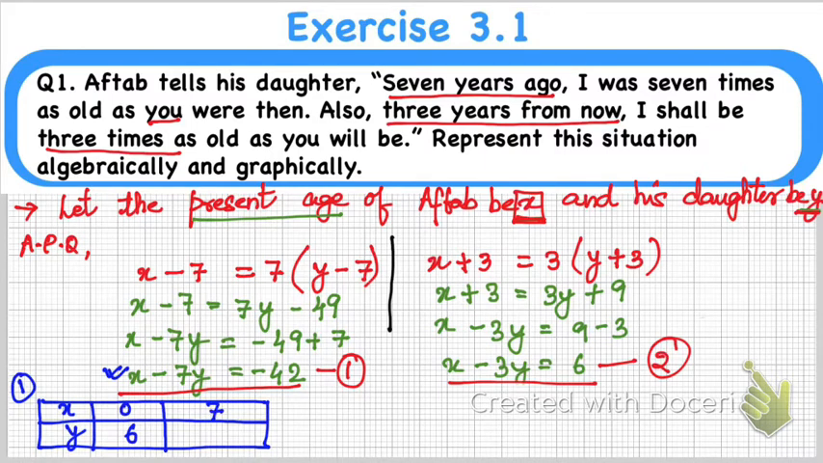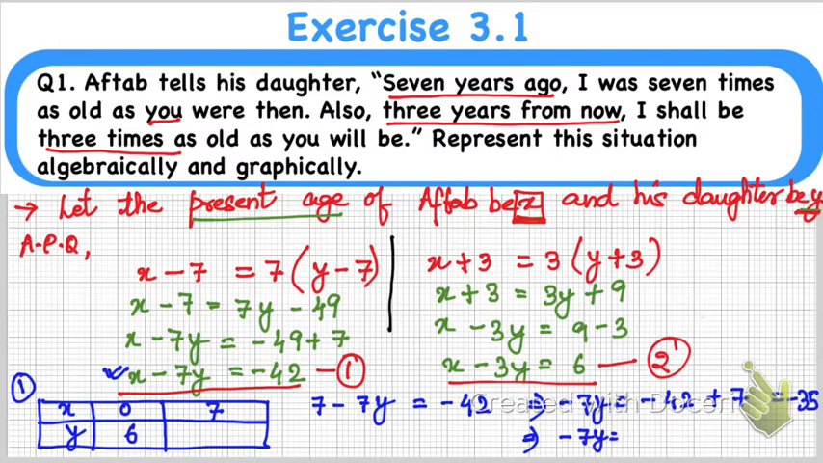What you will get? 7 minus 7y is equal to minus 42. That will give you minus 7y is equal to minus 42 plus 7. That will be equal to minus 35. And so minus 7y is equal to minus 35. So from here you can write y is equal to 5.